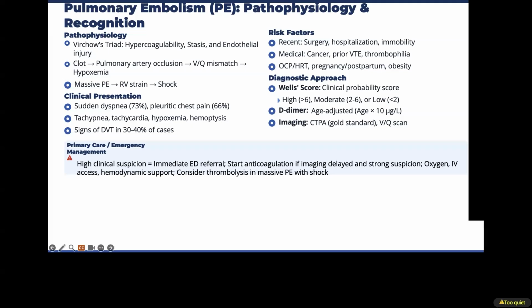Now, if the suspicion is high or the D-dimer is positive, then you want to go to CT pulmonary angiography. That's the gold standard. A VQ used to be used if the CT pulmonary angio is contraindicated. So that is a big to-do emergency. Okay.